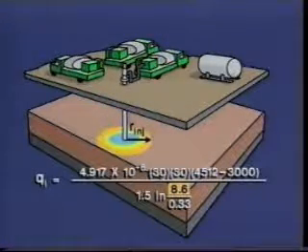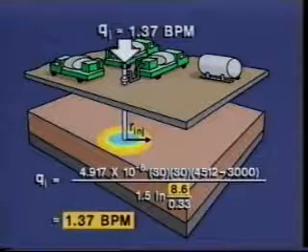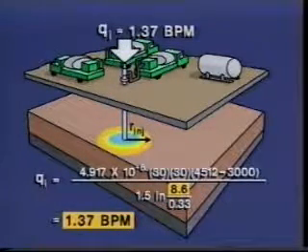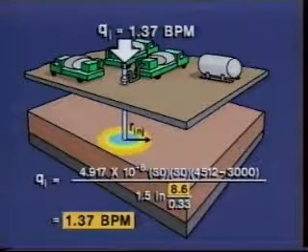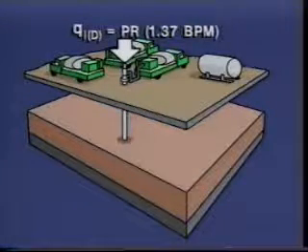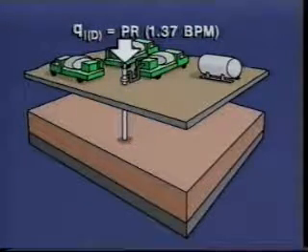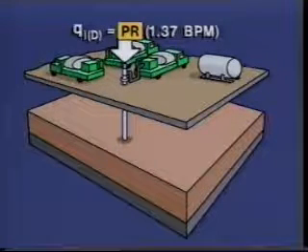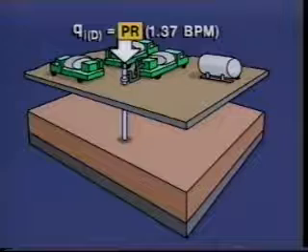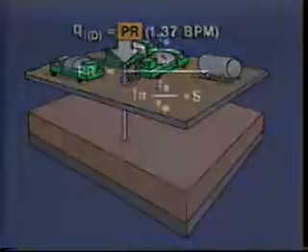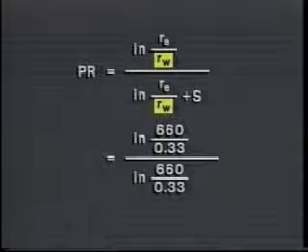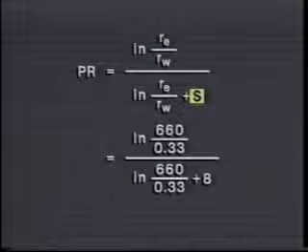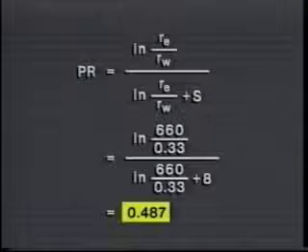Using this value in Darcy's radial flow equation, we calculate the anticipated injection rate for the undamaged reservoir to be 1.37 barrels per minute. To complete the calculation of the anticipated injection rate into the damaged reservoir, the productivity ratio must first be calculated and then applied to this undamaged injection rate. The productivity ratio is calculated using the drainage radius, the wellbore radius, and the skin factor. This yields an injectivity decrease factor of 0.487.